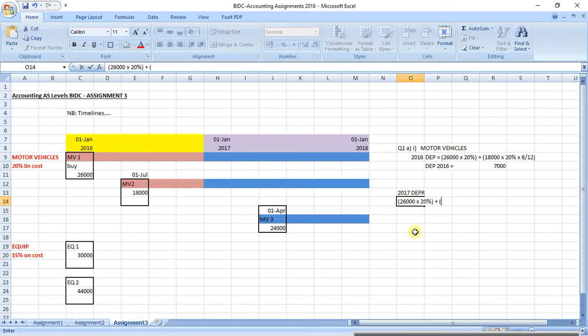What other assets do you have? The 18,000 times 20%. Times, no times. Why? Oh yeah, you use it for the whole year. Whole year there, whole year there. Those are good. Okay. And the other one? What's the other one? 24. Yes, 24,000 times 20%.